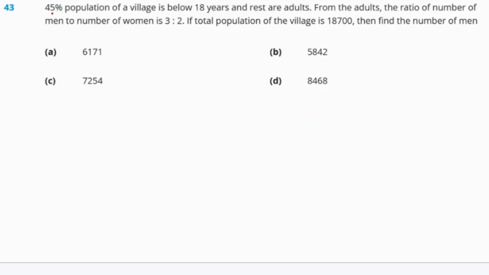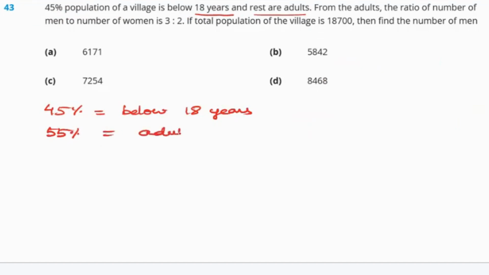Question number 43 is saying 45% population of a village is below 18 years and the rest are adults. So if 45% are below 18 years, then the rest of the persons are 55%. They are adults. Now, from the adults, the ratio of the number of men to the number of women is 3:2. If the total population of the village is 18,700.